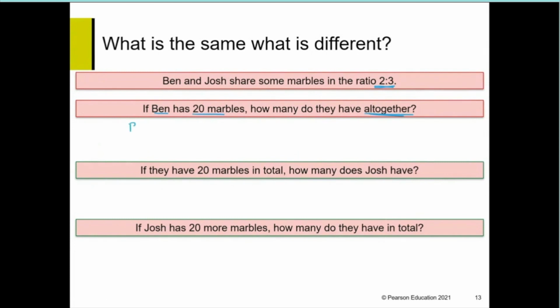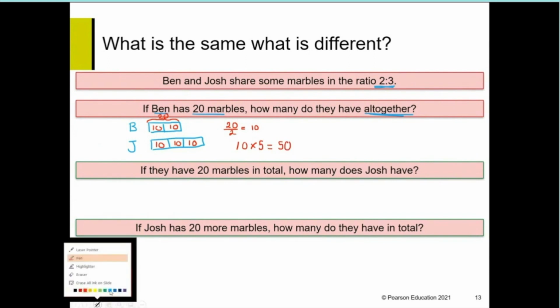So again, if I'm going to do that one as Ben and Josh, with 2 and 3, and this time I'm told that it's Ben that's got 20 marbles. So which bit is that? That's this bit here. So what calculation am I doing? I'm going to do 20 divided by 2, which is 10. So I now know that each box is worth 10. And now I can answer the question, how many do they have altogether? Well, that's 10 times 5, which is 50.